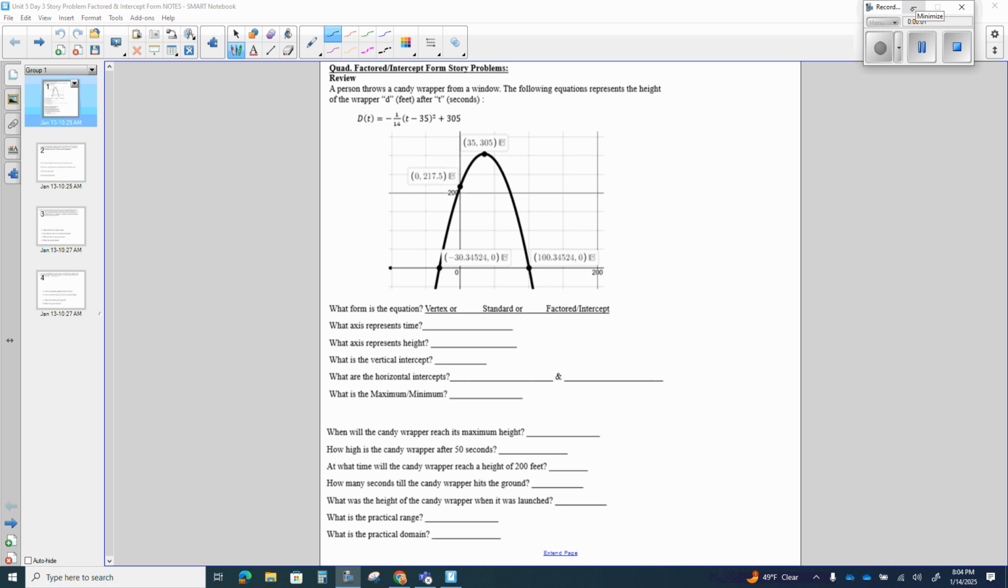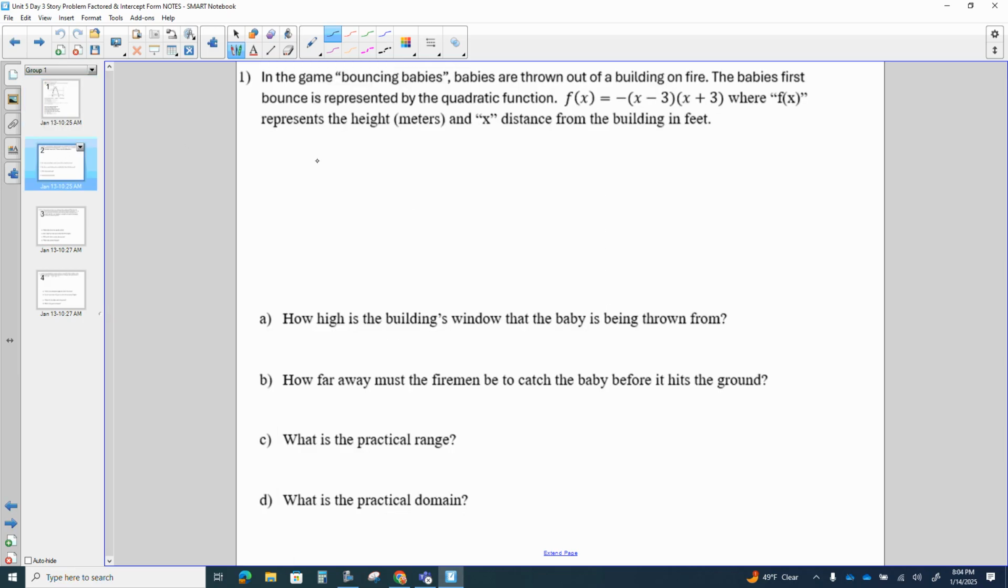Back, everybody. So we're going to be dealing with still story problems, but this time they're going to be in their intercept factored form. Again, I'm only going to do about one or two story problems. So let's start with the first one.